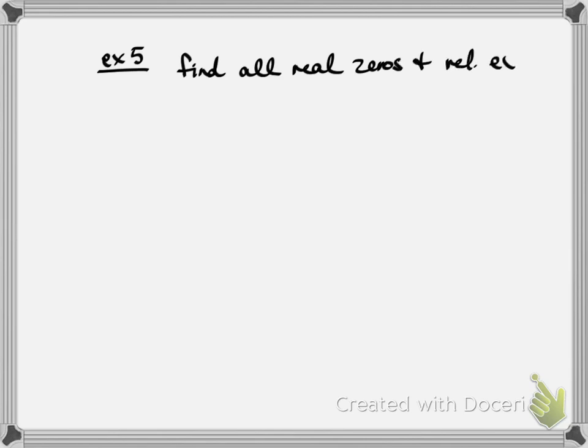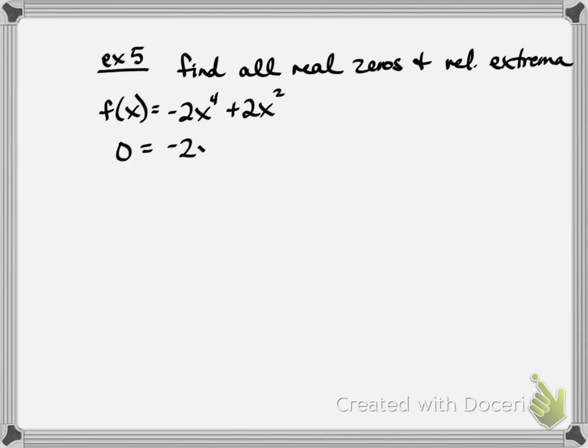Let's see, example 4. I'm sorry, this is example 5. Find all real zeros and relative extrema of f of x equals negative 2x to the 4th plus 2x squared. Okay, when we were talking about real zeros, we said the way you would find them would be to set f of x equal to 0 and to solve. And we would solve by factoring.